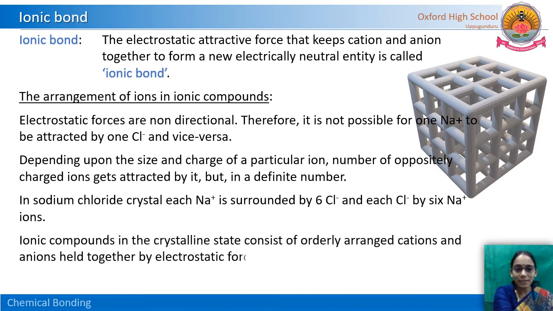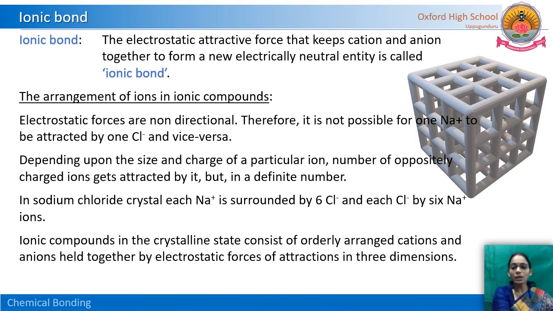Ionic compounds in the crystalline state consist of orderly arranged cations and anions. So now you should remember that one. Each compound which is in crystalline form, if that crystal is in a particular shape, means the cations and anions are arranged in an orderly manner. They are held together by electrostatic force of attraction in a three-dimensional way. That's why we can see the structure like this. The structure is called the face-centered cubic lattice structure.